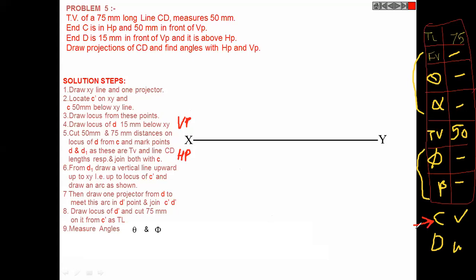C point. Where is it? C point is in HP, so it will be somewhere here. And it is 50 mm from VP, so it will be 50 mm, somewhere here, and somewhere here. Got it? We'll see the exact location in the solution.